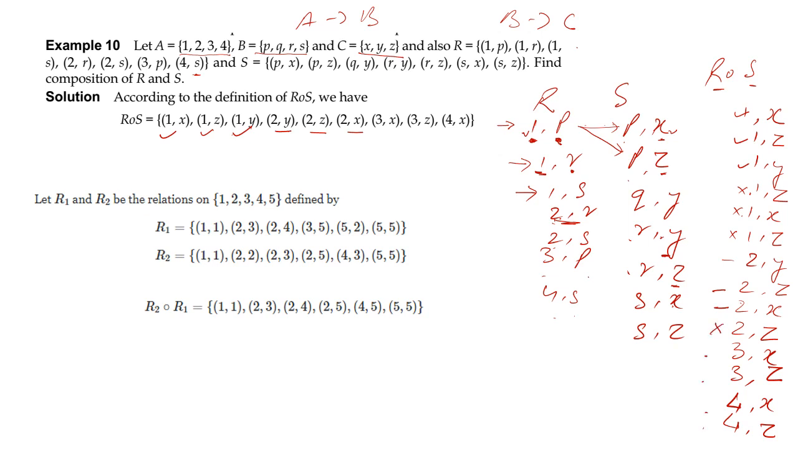3X, 3Z, 4X. 4Z should have been there. Okay, there will be another pair 4Z, right? So this is the relation composition. Yet another mathematical example, you can study that on your own. So you can stop the video right here and study the mathematical example that is given over here.